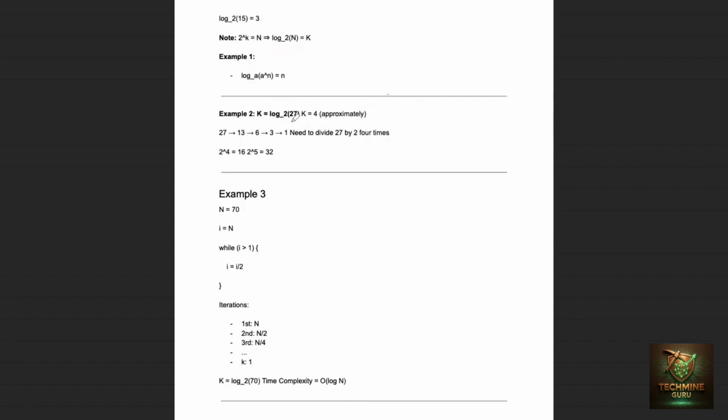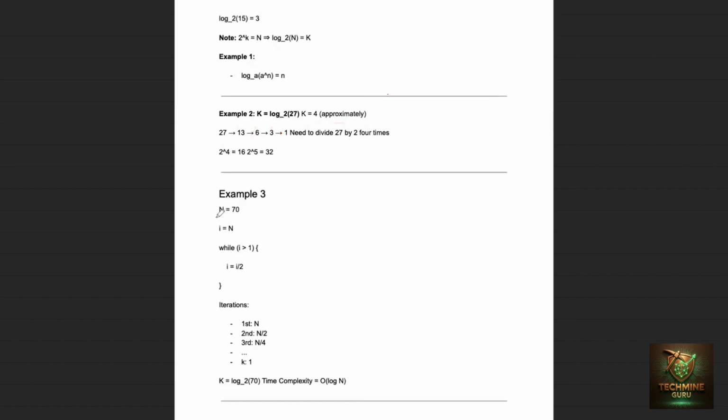In the similar fashion, log of 27 on the base 2 means we need to keep dividing 27 till it reaches 1. So how many times do we need to do that? 27 divided by 2, we take the floor value, which is 13. Then 13 divided by 2 is 6. 6 divided by 2 is 3. 3 divided by 2 is 1. So how many steps are there? 1, 2, 3, and 4. So the answer would be 4. This is quite simple, right?